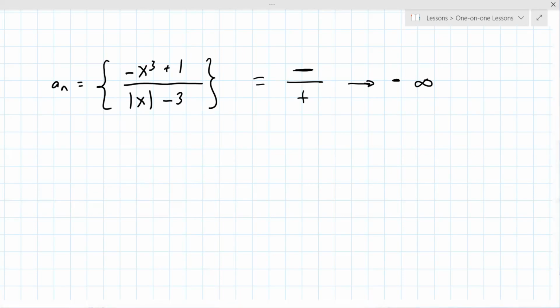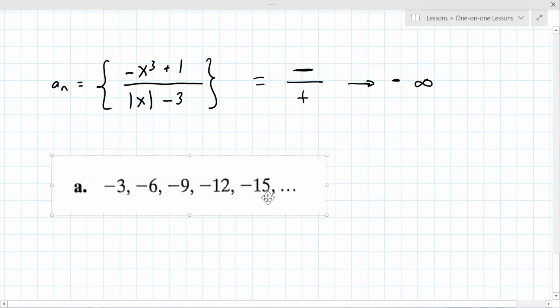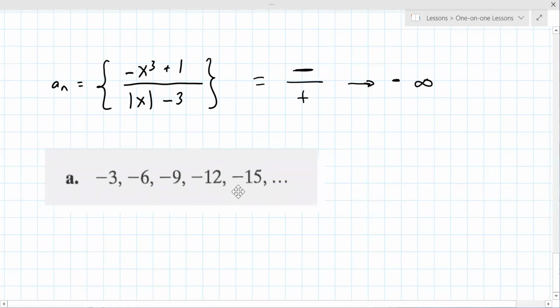All right, now what about A? We didn't talk about A. A does not have an explicit or a recursive formula for it, but does it look like it's growing to a certain number? Yeah, it looks like it diverges to negative infinity. It does. Yep, it diverges to negative. I guess I didn't say that. Whenever you diverge, you either go to positive or negative infinity.